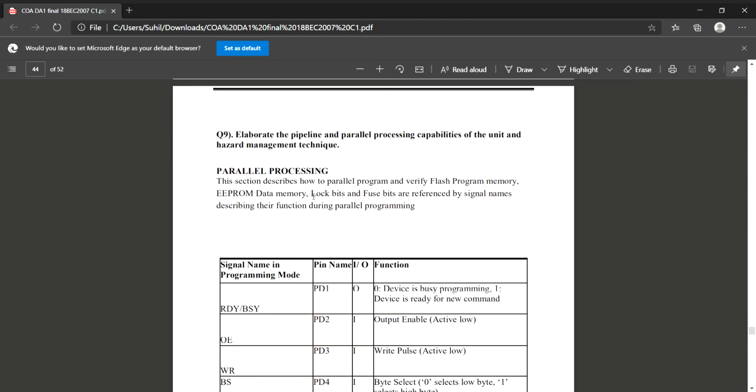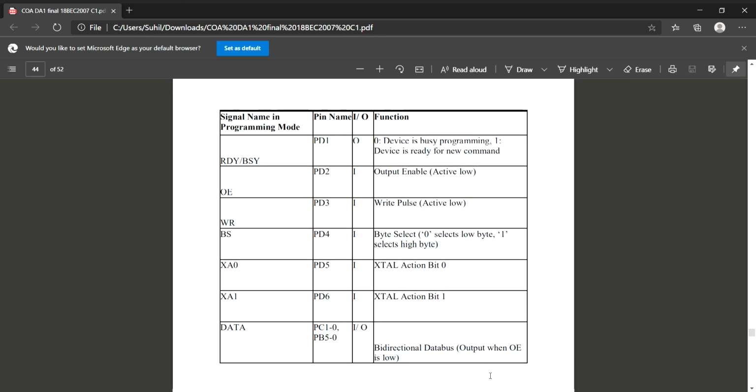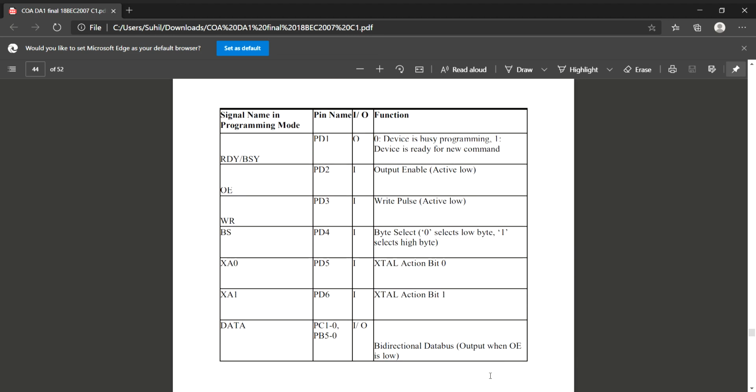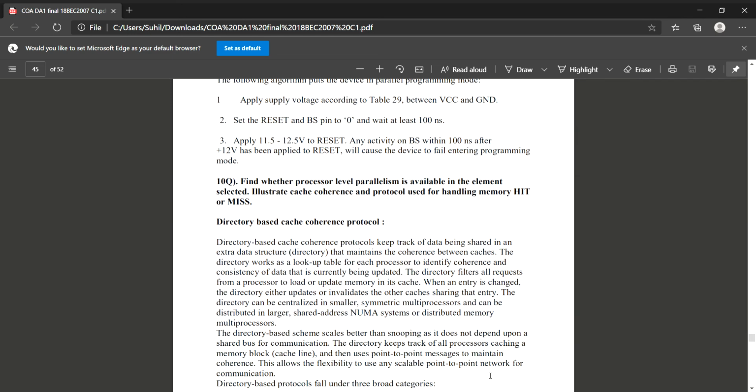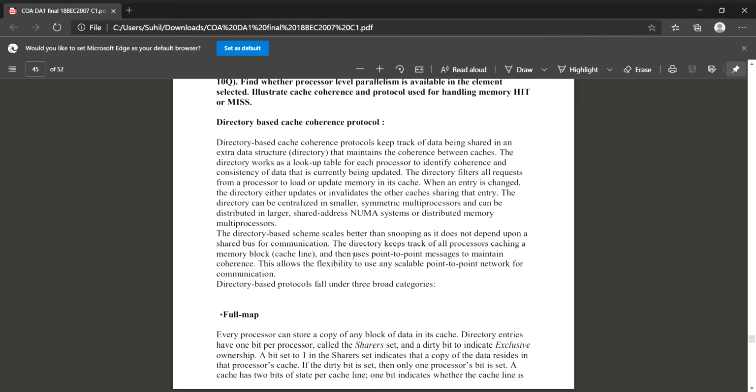Next, elaborate the pipeline used. The pipeline used is parallel processing. This section describes how to program and verify flash program memory and EEPROM data memory in parallel, with signal names, pin names, and functions. The tenth and final question is to find whether processor-level parallelism is available: the directory-based cache coherence protocol.